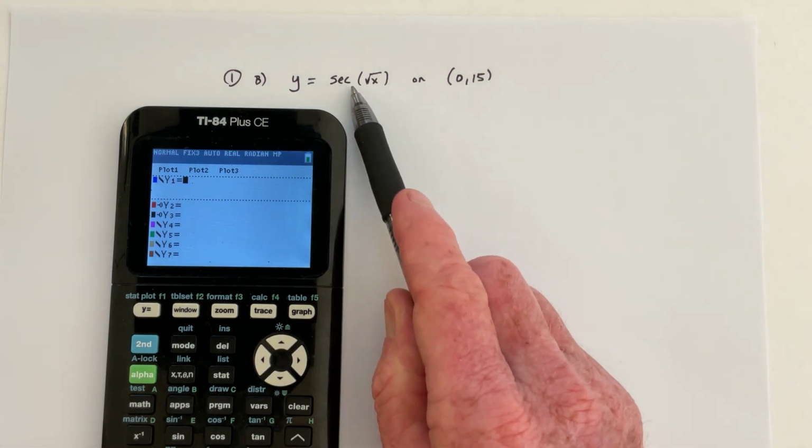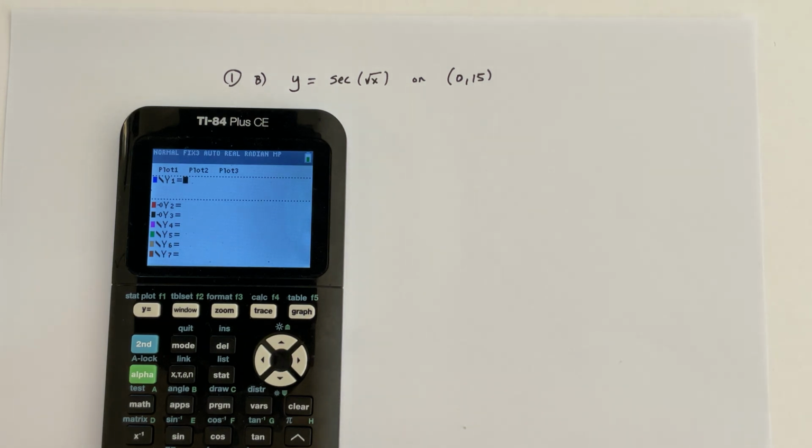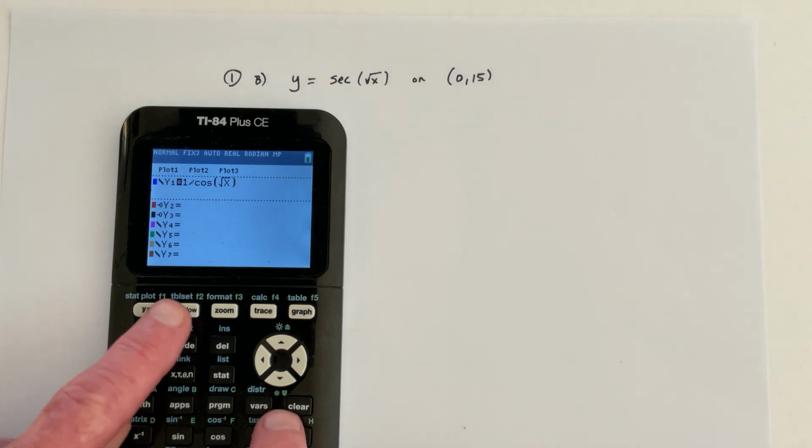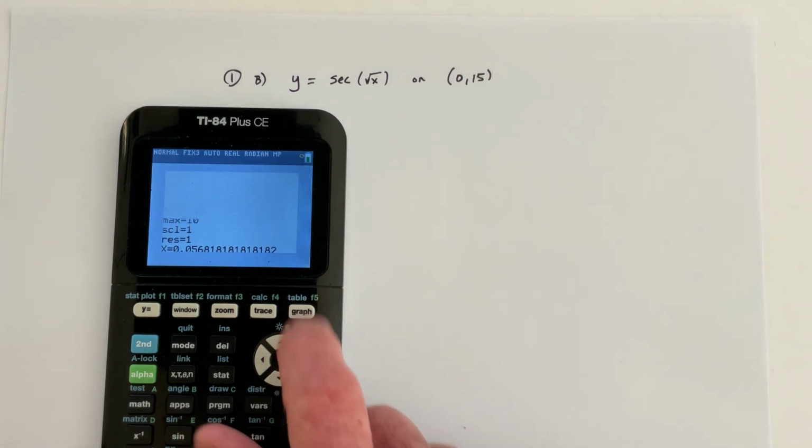So with this one, my calculator does not have a secant button. So instead I have to use the trig identity that secant equals 1 divided by cosine. And then put the square root of x, get out of the square root and close the paren. Then change the window, go from 0 to 15. And I'm not exactly sure what to put for y, so I'll just put -10 to 10.